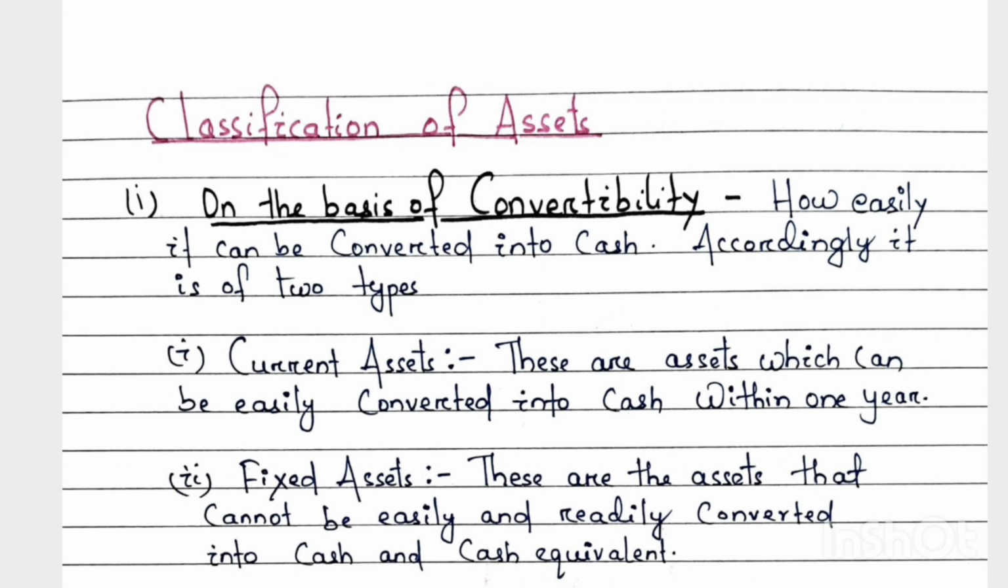Now suppose by using machinery we are producing goods. Now those goods will be sold in the market and then the cash will flow to the enterprise. So it takes some period of time to get converted into cash. So these are called fixed assets.